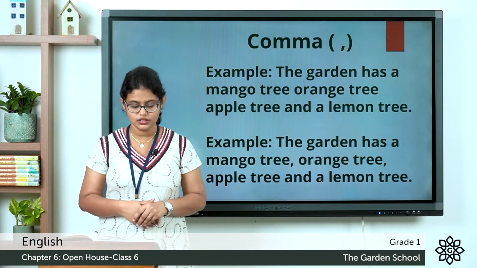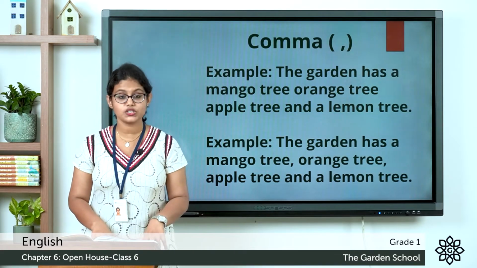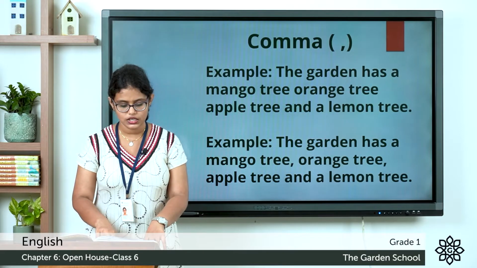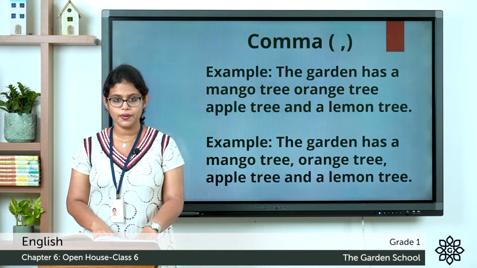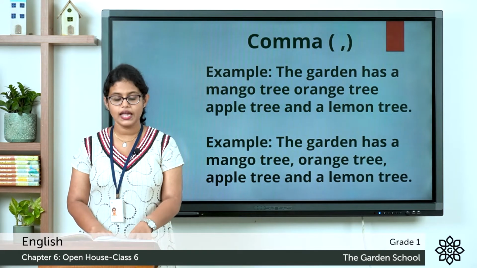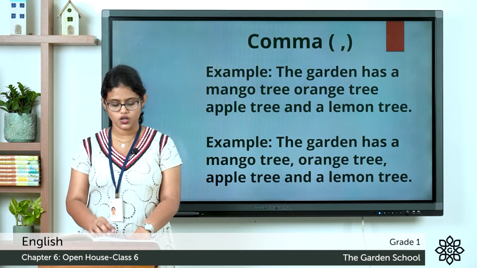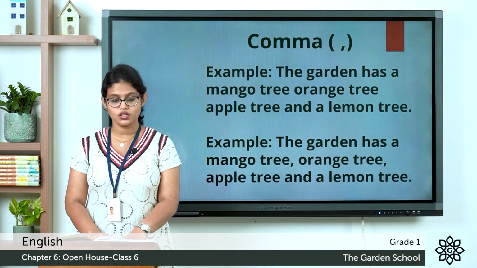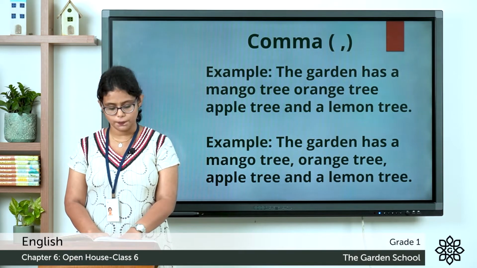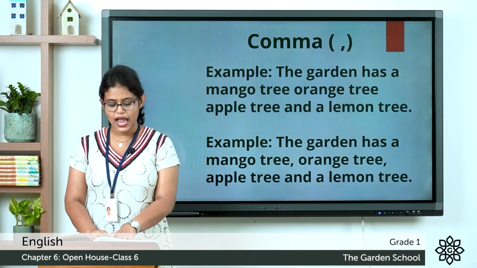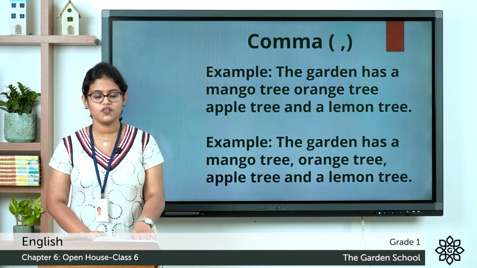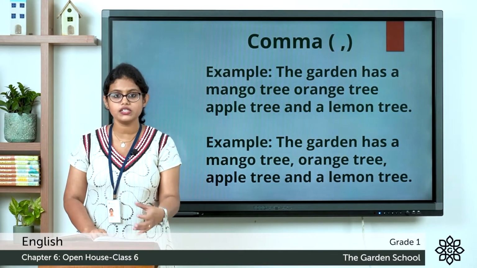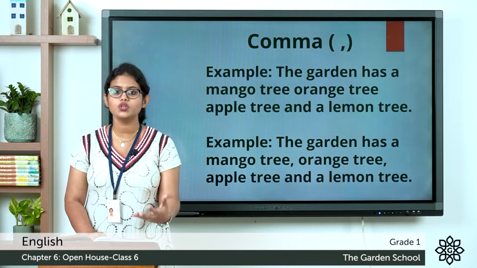One more example in your textbook, page number 88. A bird, you can see a comma. A baby bear, you can see there a comma. A katydid, a comma. A tree frog, comma. A porcupine, you can see, and a squirrel lived on the tree. So here we used commas to separate more than two things.